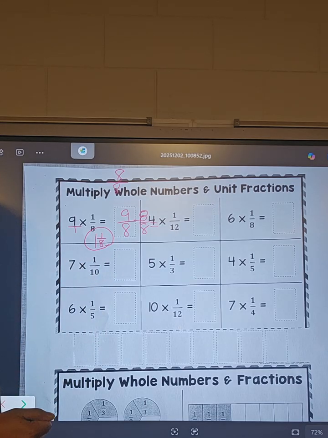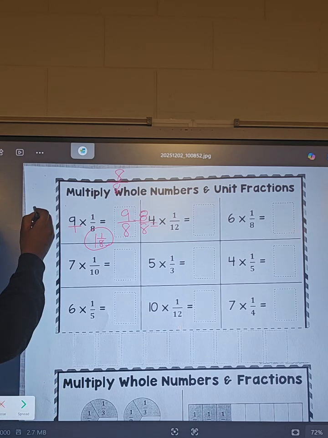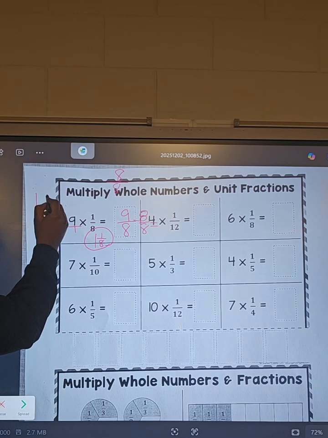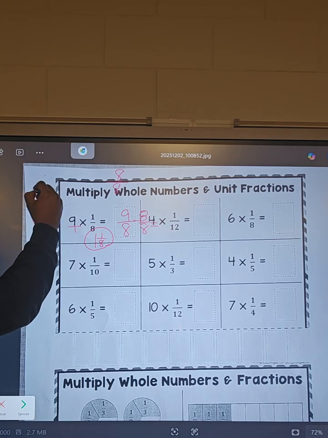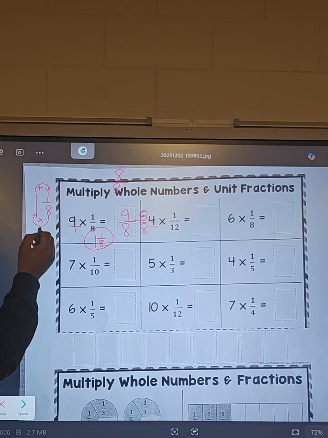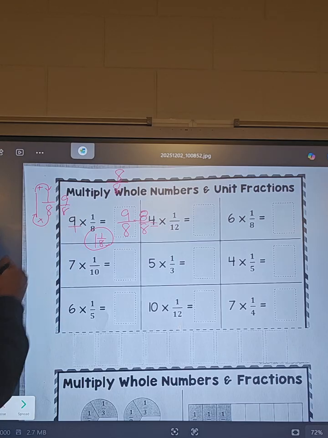A way that students can check their work to make sure they are correct, they could take 1 and 1/8 and do 8 times 1, which would give them 8, and then plus 1, which would give them 9 for the 9/8. So they can also check their work that way.